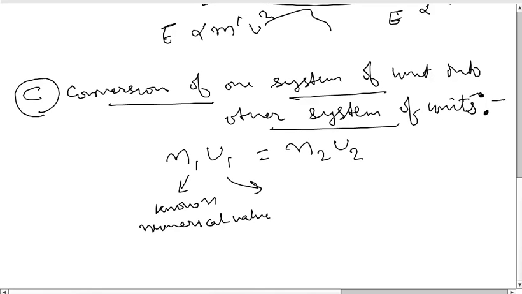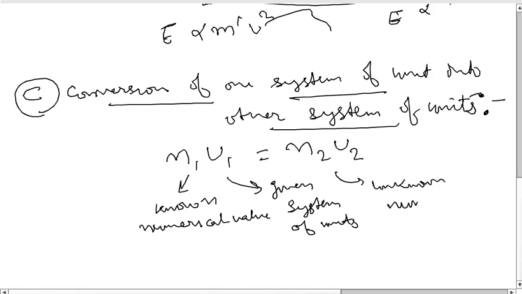U1 is the given system of unit. For example, 1 Newton, that is a Newton is a given system of unit. Then N2 is unknown numerical value. Is it clear? Unknown numerical value.